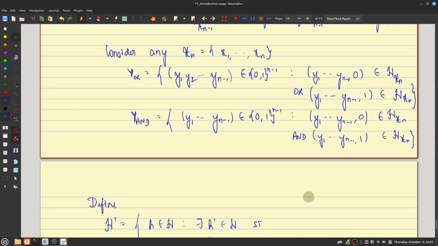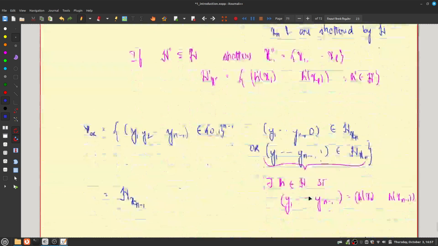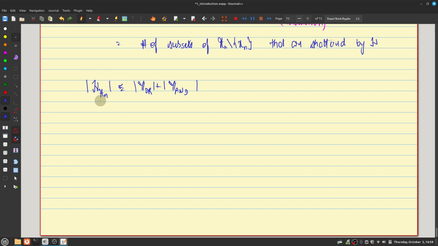y and is a subset of y or, correct. So really the statement I should be making is that the size of hxn is, in fact, equal to the size of y or plus the size of y and, because you just combine exactly. The point is that you will not double count.